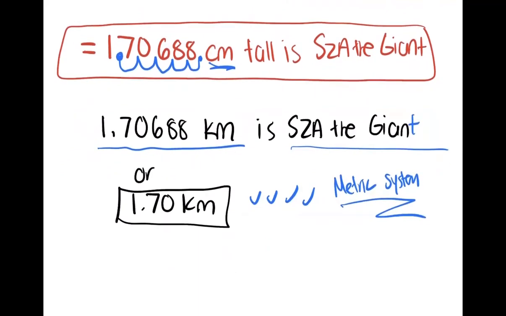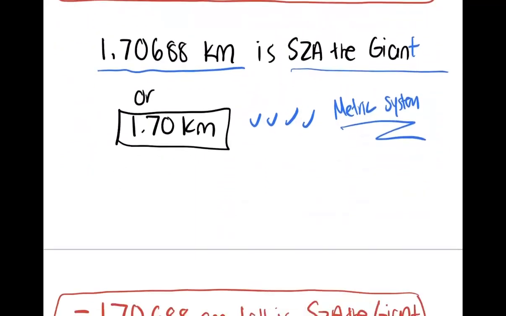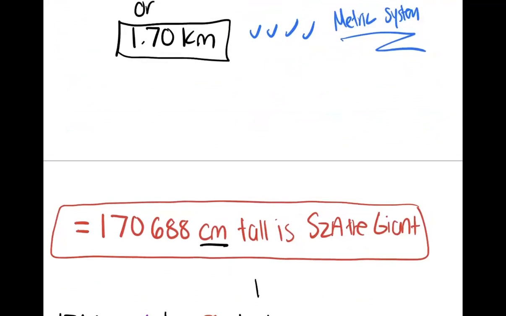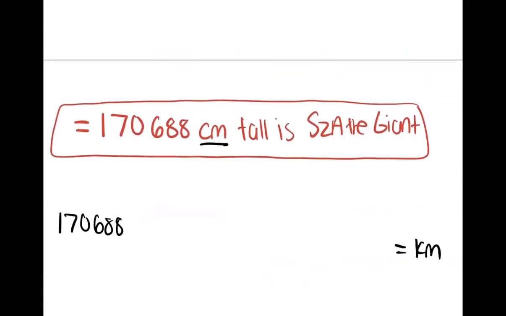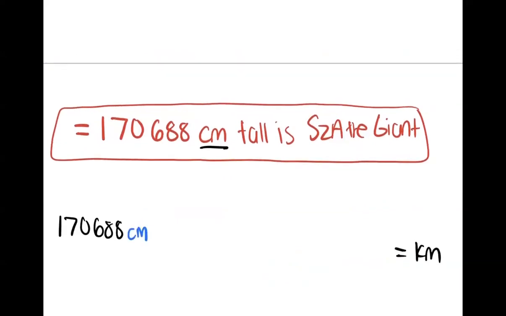Another way you can do this is using your units. So we started off that SZA is this many centimeters tall. While I might not immediately know how many centimeters there are in a kilometer, I do know that there are 100 centimeters in 1 meter. And so I'm going to use unit conversions to calculate this problem.